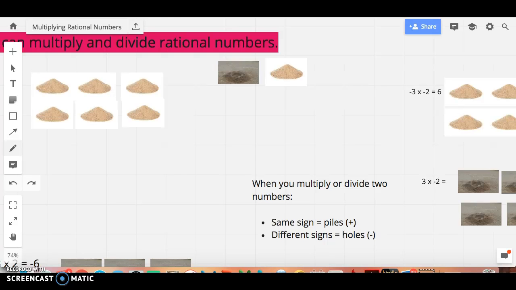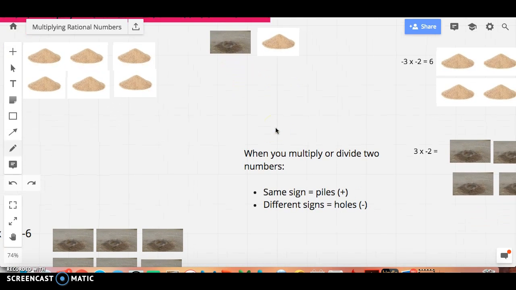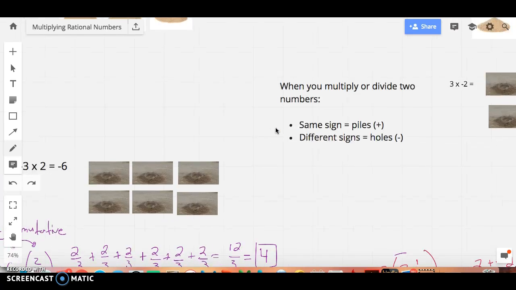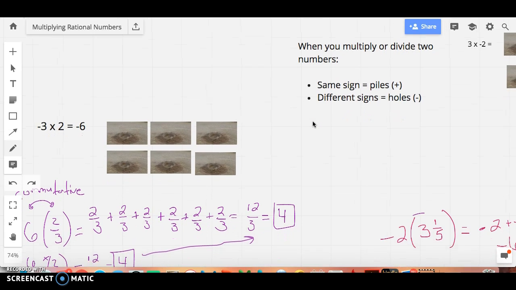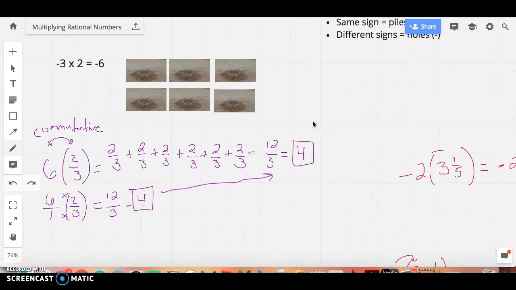This is the last edition of multiplying and dividing rational numbers. Remember, a rational number is any number that can be written as a fraction with an integer for the numerator and an integer for the denominator. Just a quick review of what we've done so far. We talked about piles as positive numbers and holes as negative numbers, and we multiplied integers and came up with our rules for multiplying and dividing integers. Same sign equals a positive, different signs equals a negative.